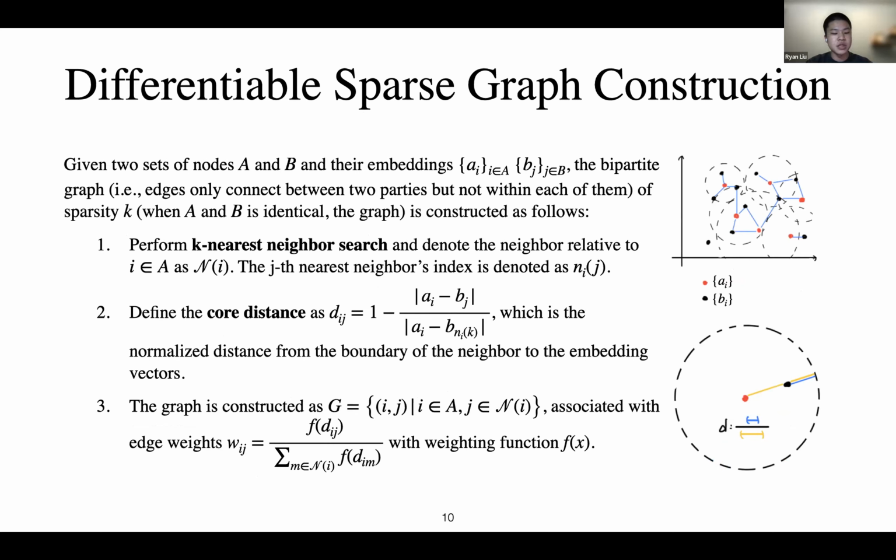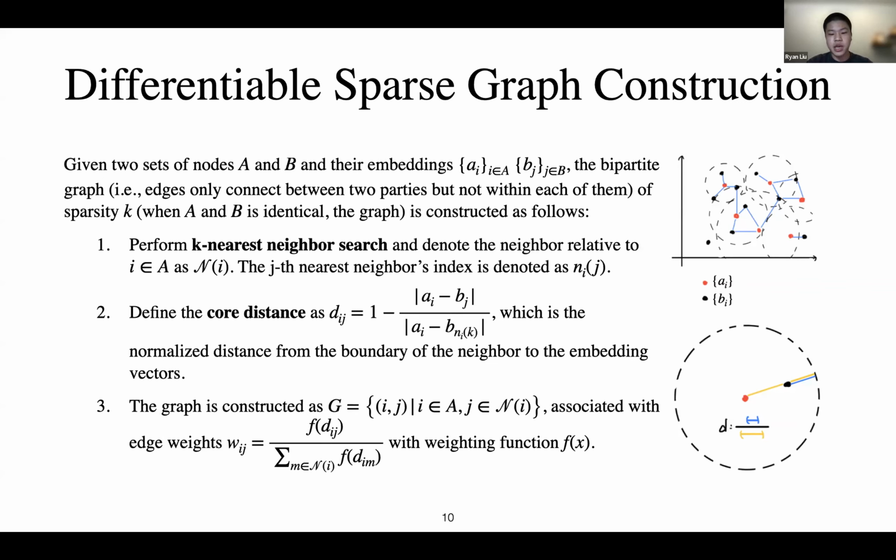In the case of assignment, where we wish to assign each node to a set of supernodes, A and B are given by the nodes and the centroids respectively. And as for the supergraph construction, where supernodes are interconnected, they are both centroids, and the bipartite graph reduces to our usual notion of graphs.